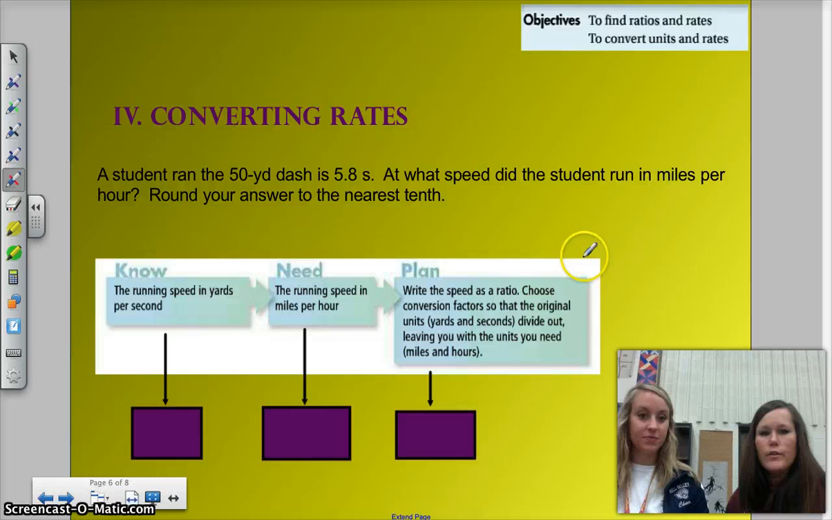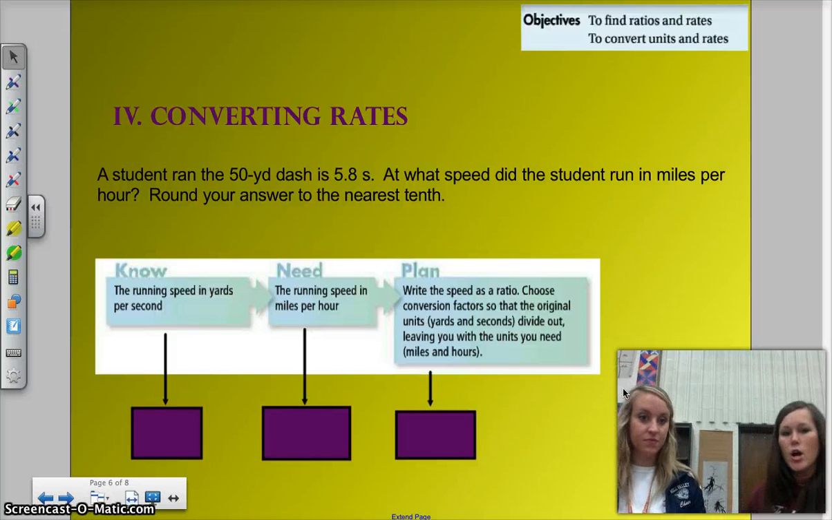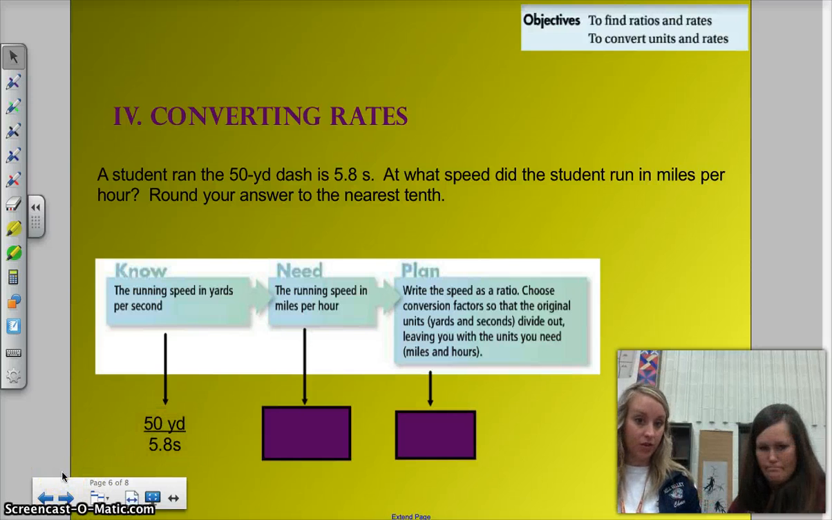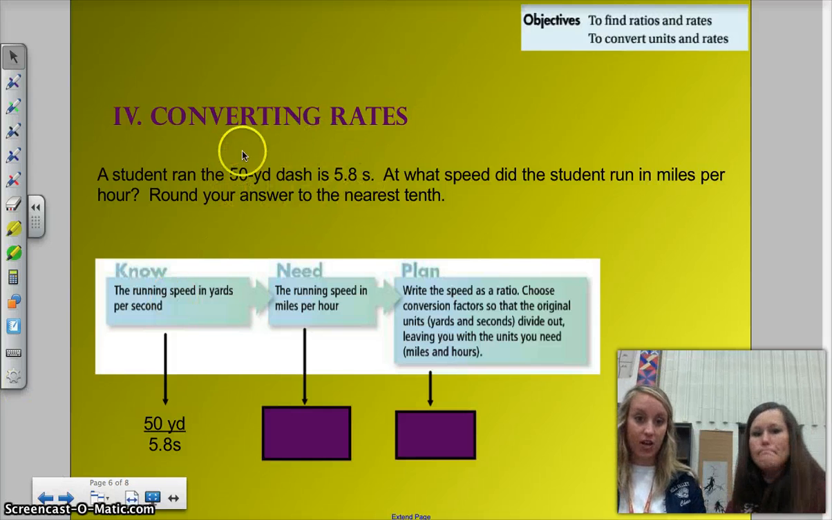A student ran the 50-yard dash in 5.8 seconds. That's pretty fast, I think. At what speed did the student run in miles per hour? Round to the nearest tenth. Okay, so we know the running speed per second. What we started with was 50 yards in 5.8 seconds. So we did yards over seconds. Again, that was just given right here.